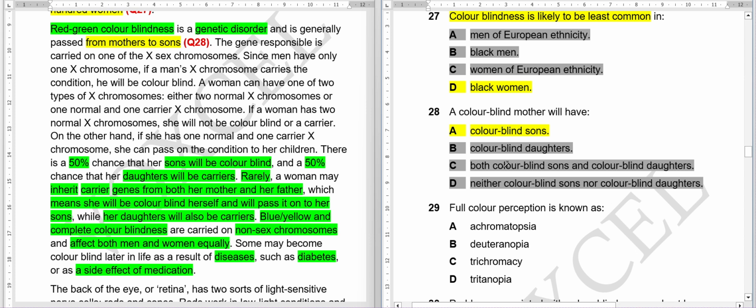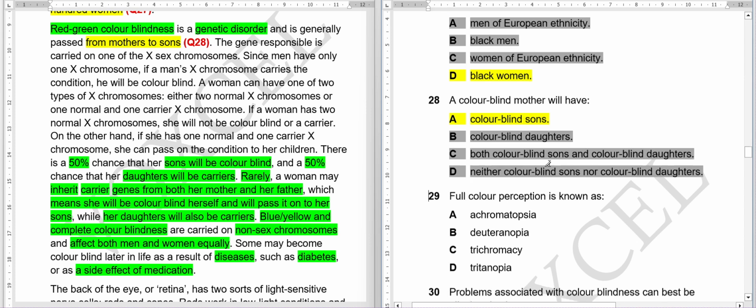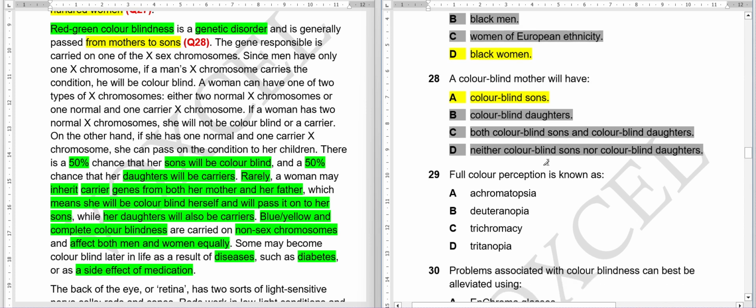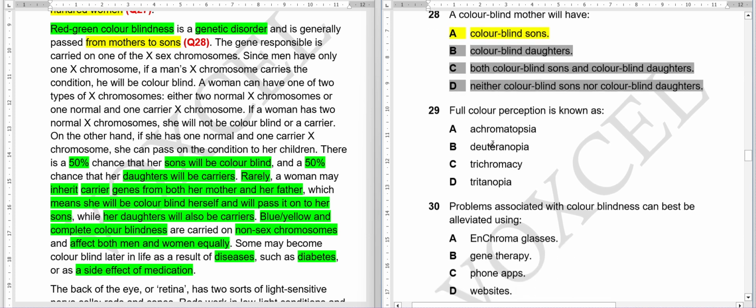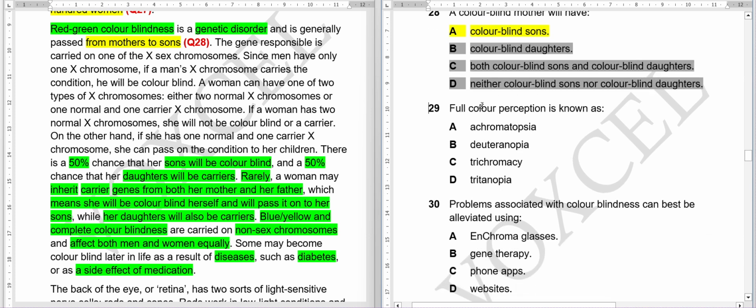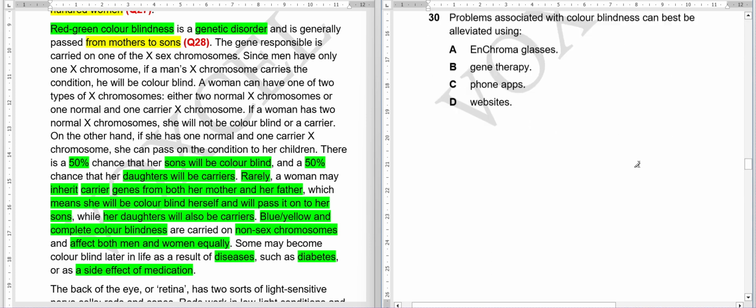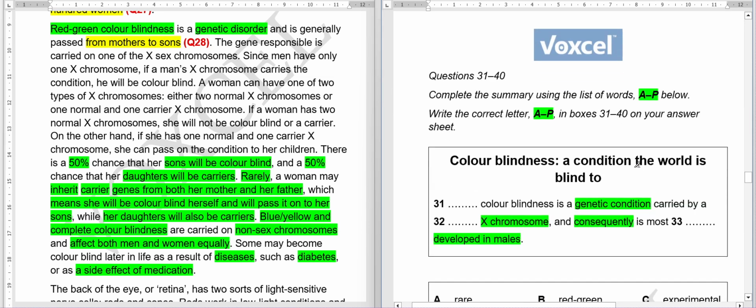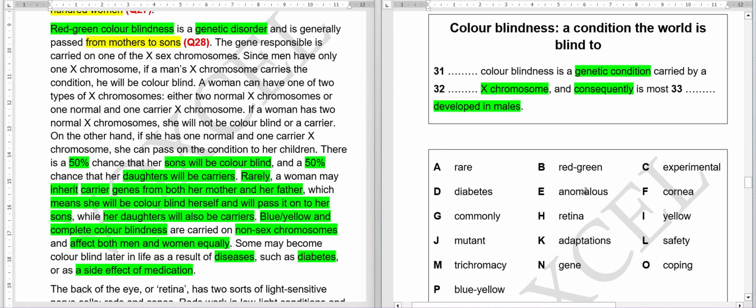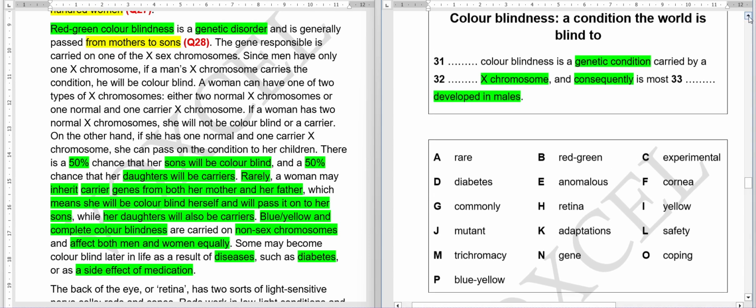Okay, let's read the 29th question as well now. Let's see if this is also given here. Full color perception is known as achromatopsia. We haven't read any term like this, and this particular question is not given in this paragraph, so it will be in the upcoming later paragraphs. So now what we're gonna do is read the 31st question. Dash color blindness is genetic. Yeah, we have read about genetic disorders, and these are your options. Carried by a dash X chromosome, and consequently is most dash developed in males.